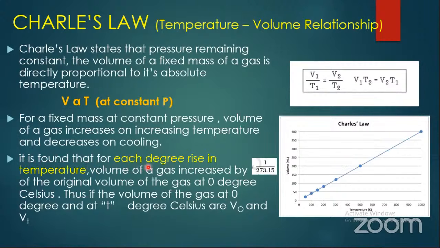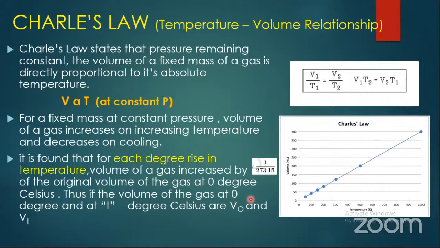It is found that for each degree rise in temperature, the volume of gas is increased by 1 by 273.15 of the original volume. For each degree rise in temperature. For example, let us take a gas present at 0 degree centigrade. Volume is V naught. And from 0 to 1 degree centigrade, you are increasing the temperature. Then volume you consider as V1.